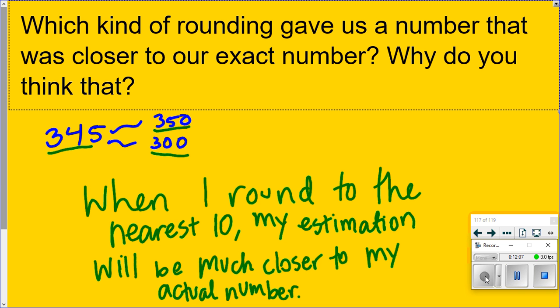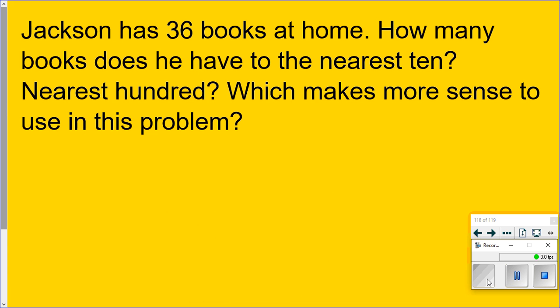So, does that make sense what we're doing? Yeah. Of course. All right, we're going to try this problem. I'm going to read it. When I finish reading it, we're going to go ahead and get started with it. It says, Jackson has 36 books at home. How many books does he have to the nearest 10? Nearest 100. Which makes more sense to use in this problem?